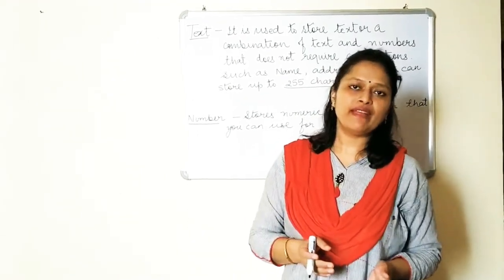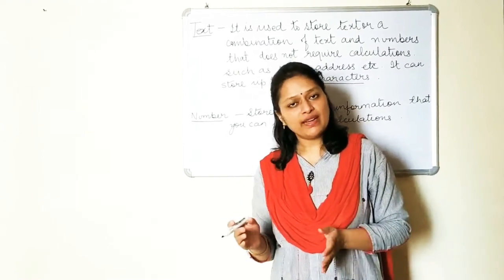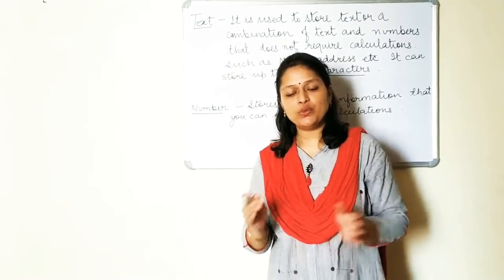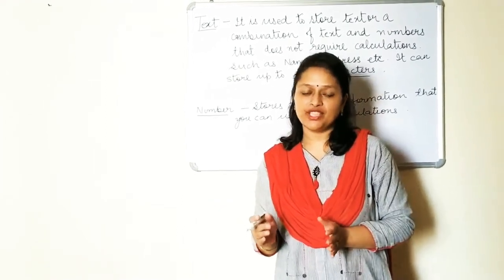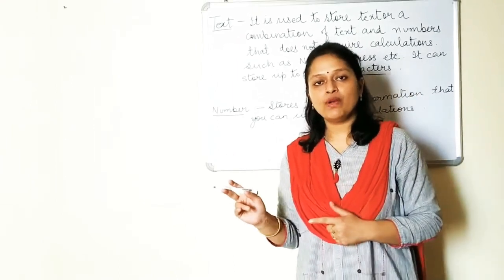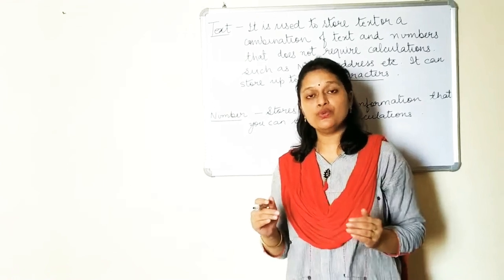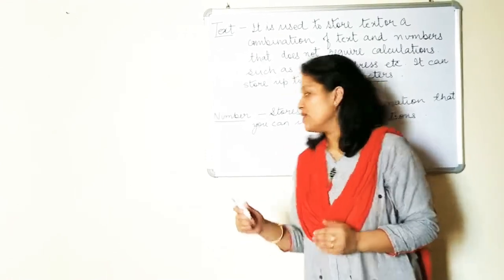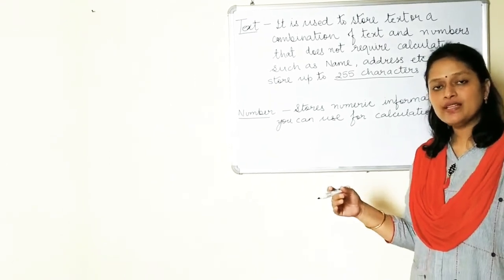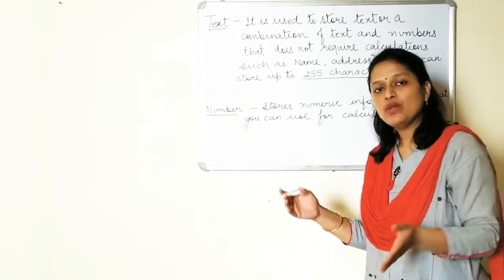Like you all have created a database with your student record. Marks of the students are entered and you add all the marks of the subjects to get the total marks and the percentage. In that case, you select the data type number because you want to add all those numbers. So you need to do calculations.